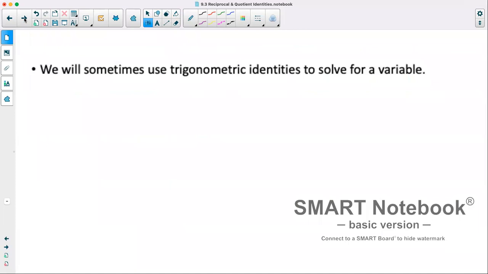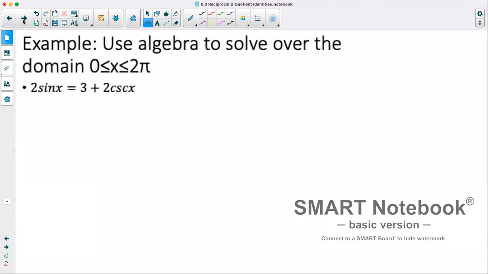We'll also sometimes use our trigonometric identities to solve for a variable. So we'll be doing some solving like we were in section 9.2, except we'll be adding in trig identities. So first example, use algebra to solve over the domain from 0 to 2 pi. We have 2 sine x equals 3 plus 2 cosecant x.